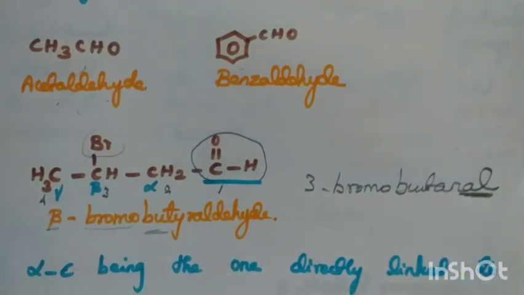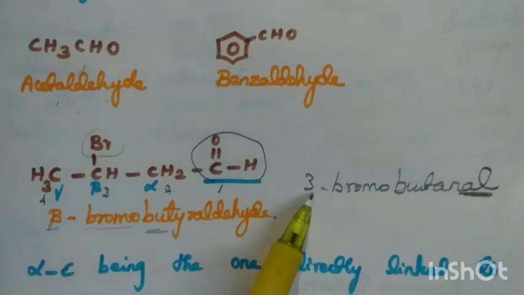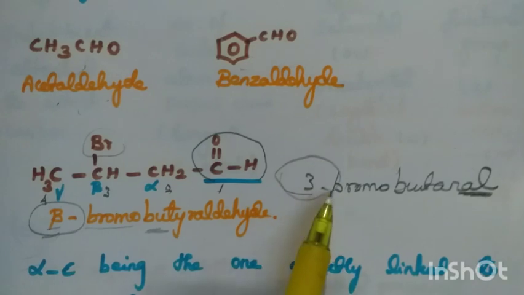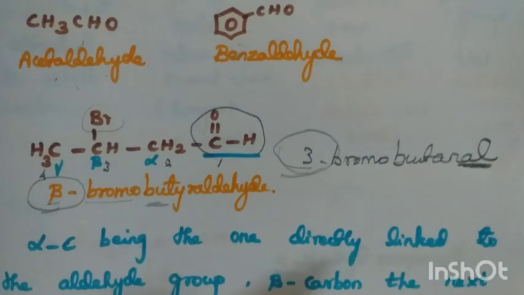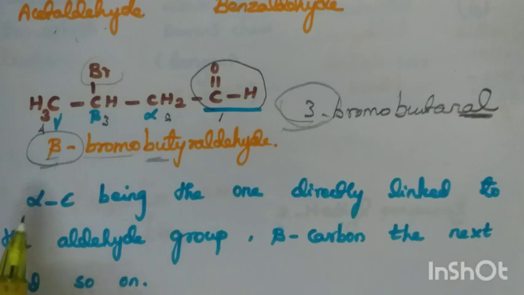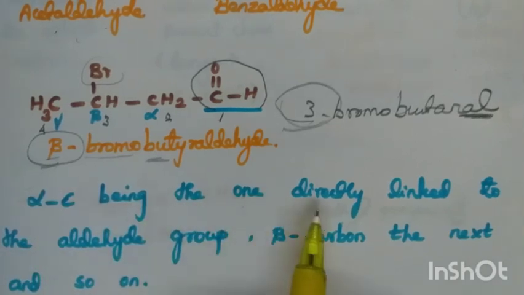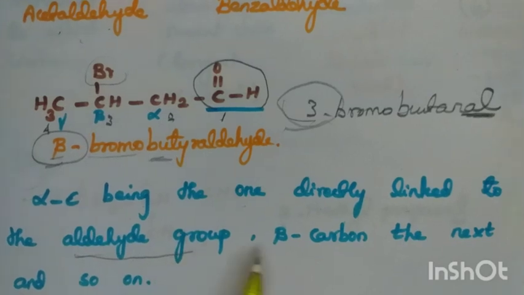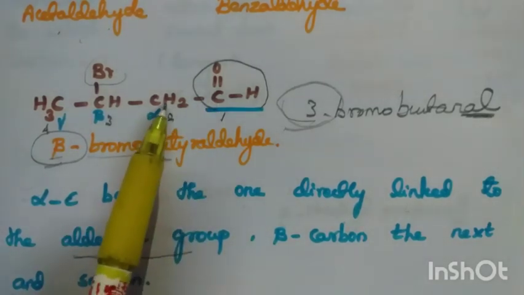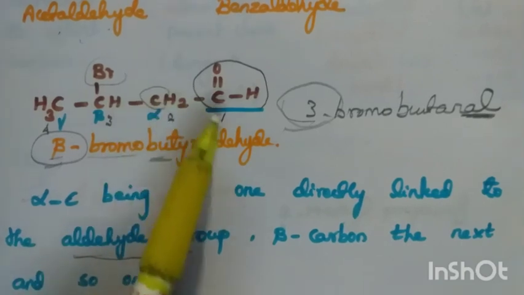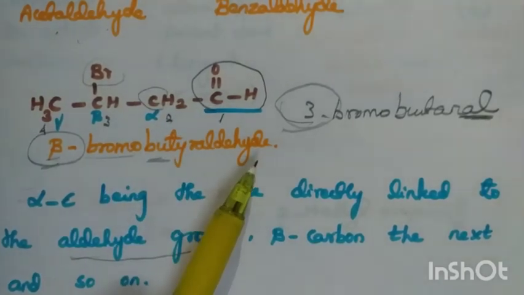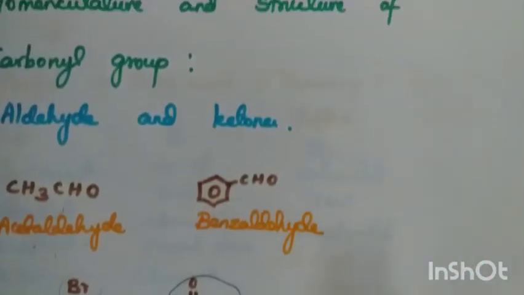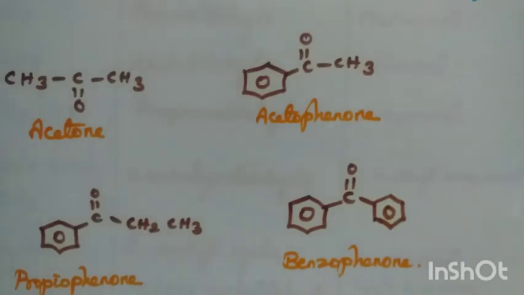Butanal. Al for aldehyde. While writing the common name, we use alpha, beta, gamma. While writing the IUPAC name, you have to mention the number. So what is the alpha carbon? Alpha carbon is the one directly linked to the aldehyde group, the functional group. The next is beta and then gamma. The carbon next to the functional group is called alpha carbon, and next to that is beta carbon, gamma carbon. In that manner, you have to mention it.